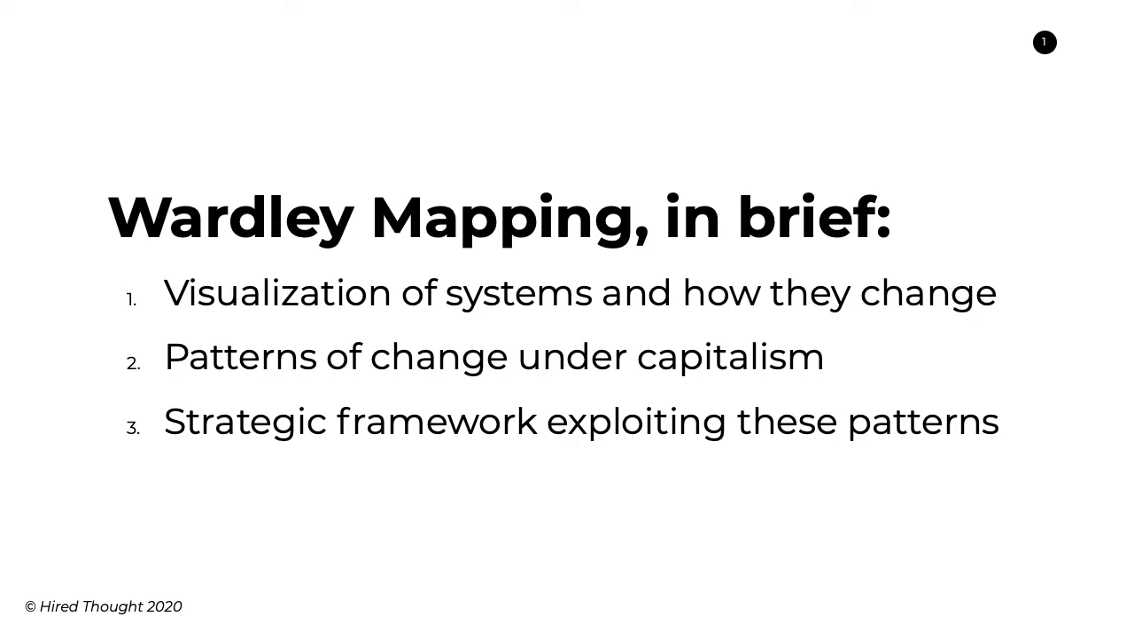Wardley mapping consists of three basic things. First, it's a way of visualizing systems and how they change. Second, it's a specific body of research about how things tend to change under capitalism. And third, it's a strategic framework that leverages those patterns of change in order to create advantage.